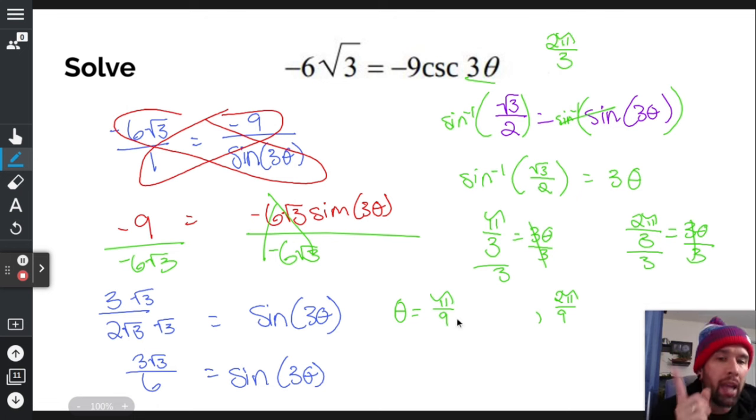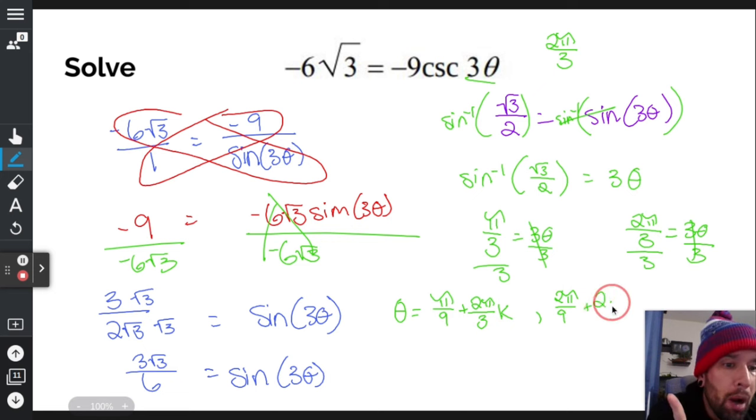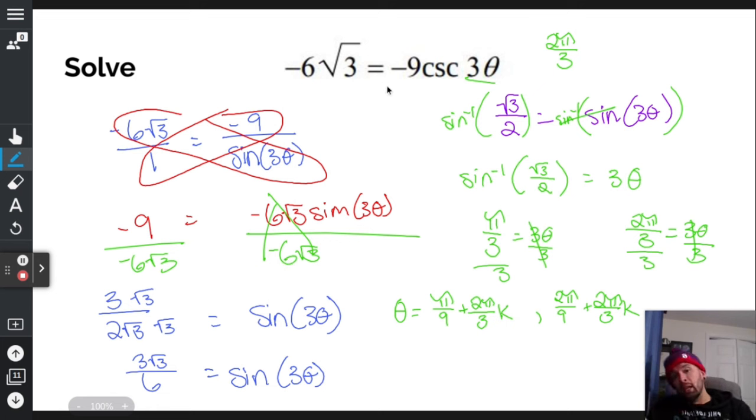So what's going to happen here is you're going to add 2 pi over 3 k to that and 2 pi over 3 k to that, so that between 0 and 2 pi, you're actually going to get 6 possible solutions. And since I didn't give you an interval, I have an infinite amount of solutions, so I have to say that. K is an integer, I guess I have to say that as well. What a gross, awful, terrible problem.